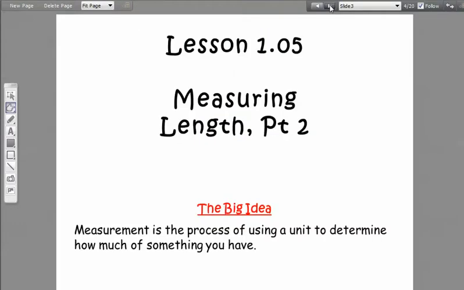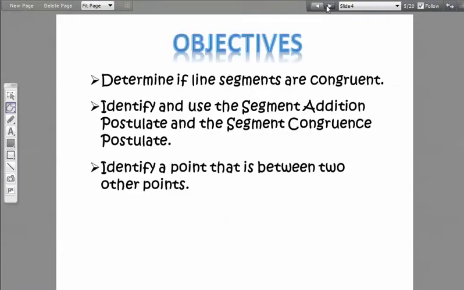On to the lesson, Measuring Length Part 2, and we're still working on the same big idea that measurement is the process of using a unit to determine how much of something you have. Our objectives in this lesson are to determine if line segments are congruent, identify and use the segment addition postulate and the segment congruence postulate, and identify a point that is between two other points.